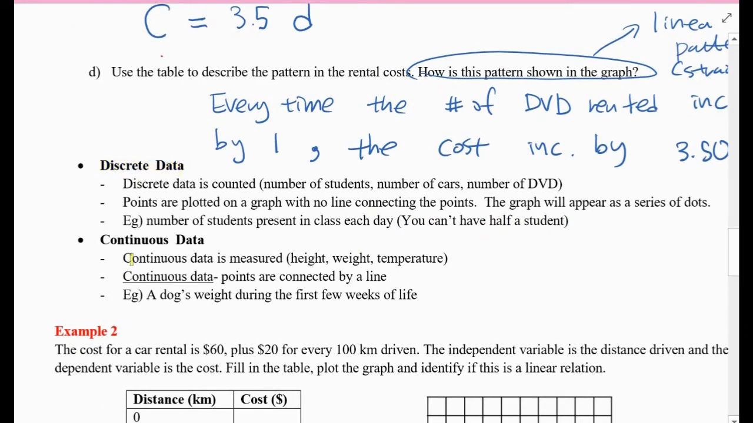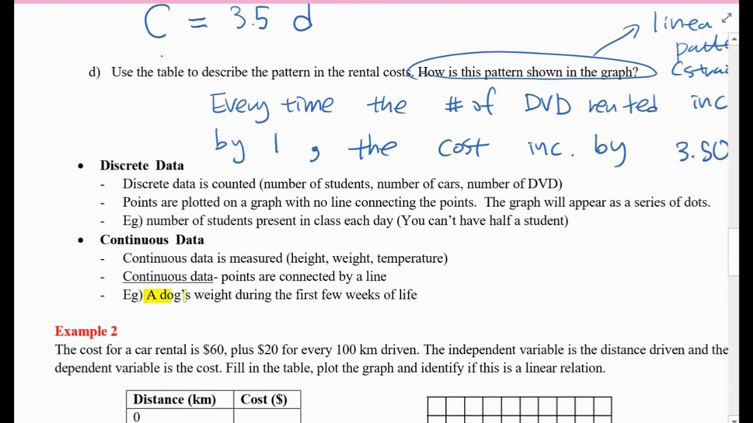Continuous data. Continuous data is measurable. For example, height, you can have decimal points. If one student's height is 172 centimeters, another student's height can be like 181.7 centimeters, right? So height can have decimal points, weight as well, temperature as well. You don't count it, you measure it. Therefore, you can have decimal points. Continuous data: points are connected by a line.